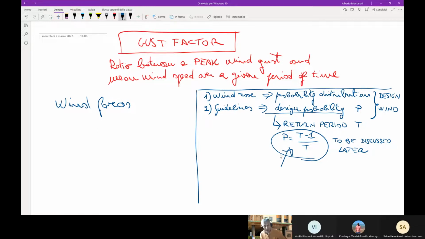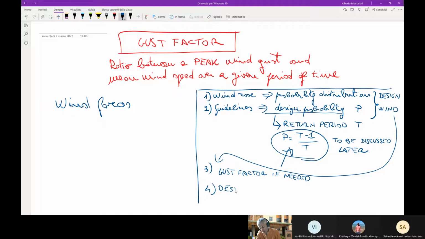Okay, now that you have the design wind, so 3, the design wind, let's put it here, Gust factor, if needed. And then you end up with design wind velocity. Good.